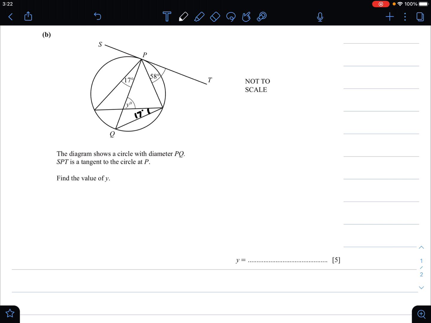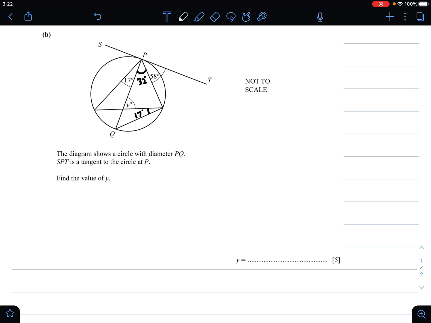Now we know that since SPT is a tangent at the point P, the entire part of this angle is 90 degrees as well, because the angle between the tangent and the radius is always 90 degrees, and since PQ is the diameter, it does include the radius, so therefore it will be 90 degrees. So therefore this part of the angle would be 90 minus 58. So 90 minus 58 is equal to 32 degrees.